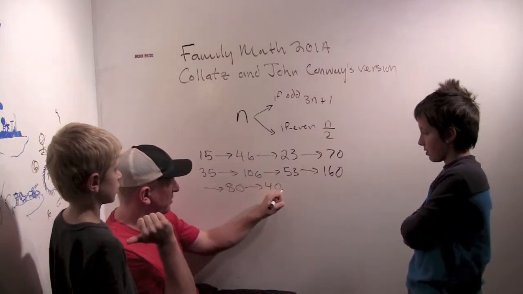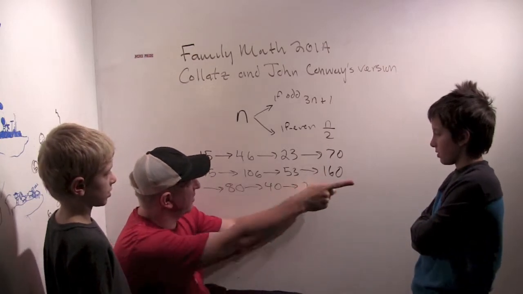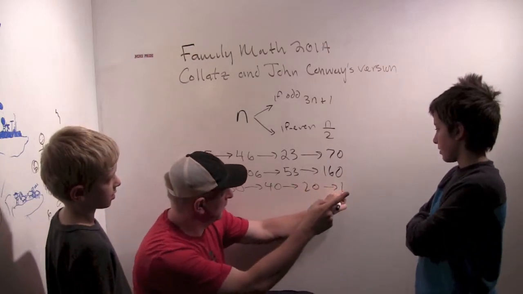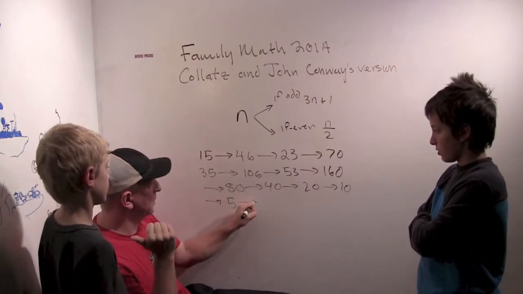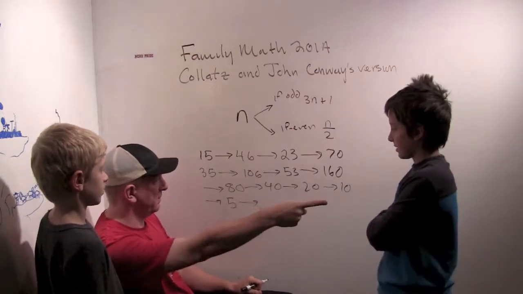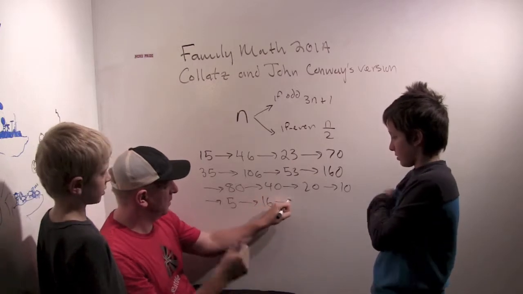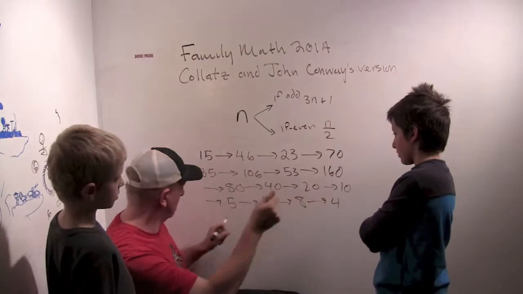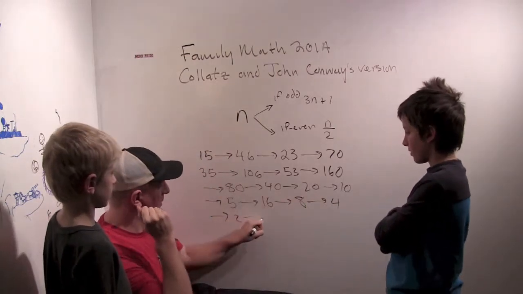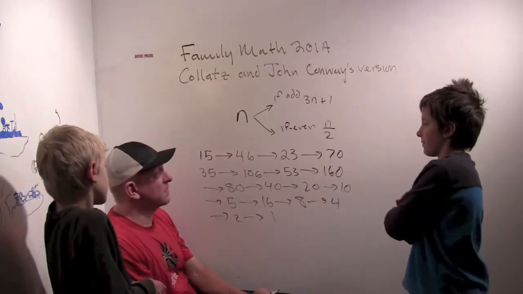40. 40 divided by 2? 20. 20 divided by 2? 10. 10 divided by 2? 5. I'm going to get to 16. 16, then 8, then 4, then 2, then 1. So it did equal 1. So it did go to 1.